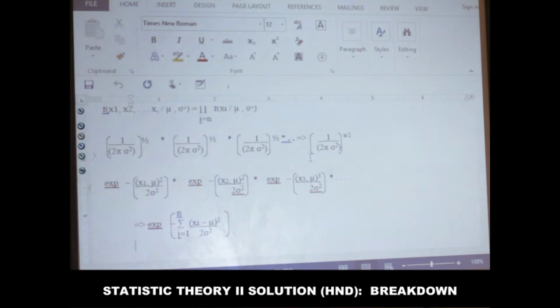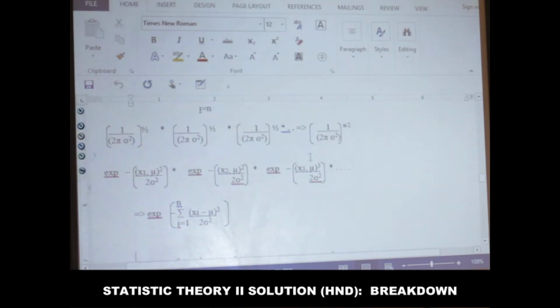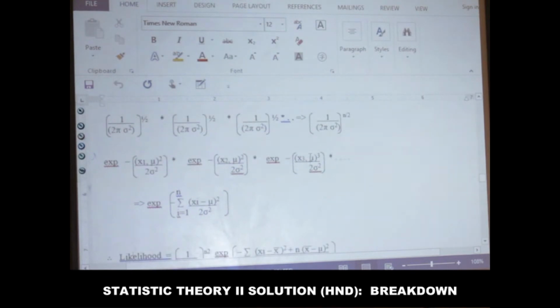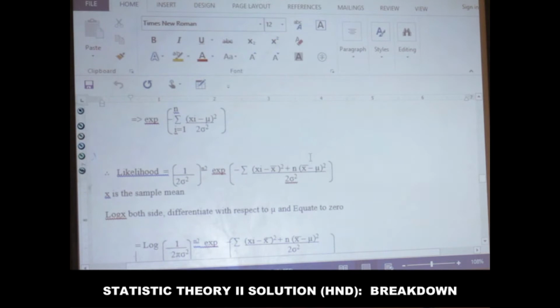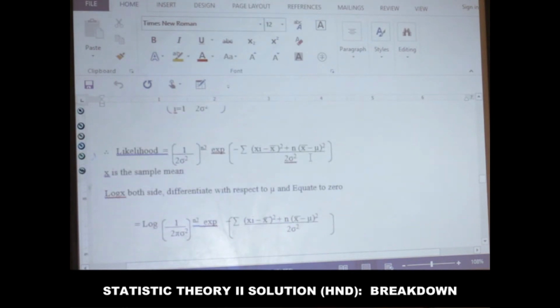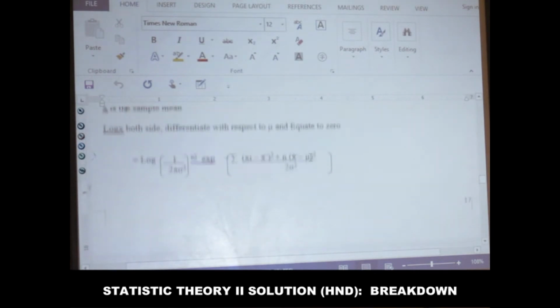Then as usual you introduce your exponential. Now it is this exponential because it is to n. So our likelihood is equal to 1 over 2 pi sigma squared raised to power n over 2, exponential of minus summation of (x1 minus x bar) squared plus n times (x bar minus mean) squared.